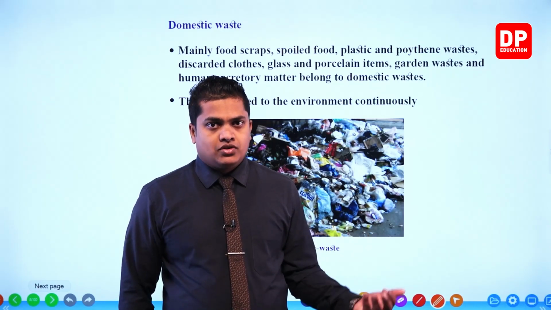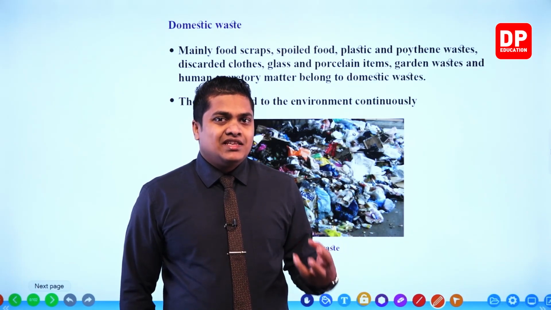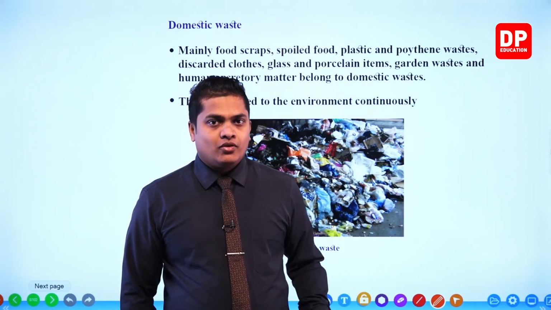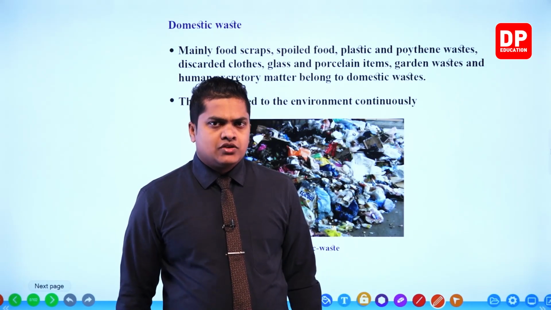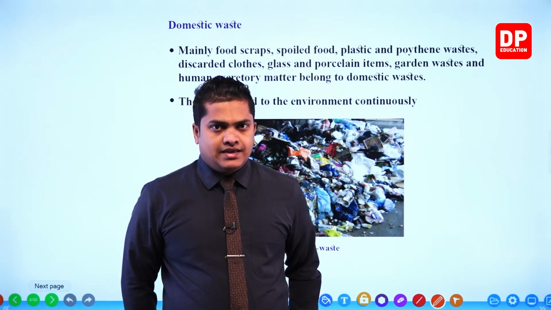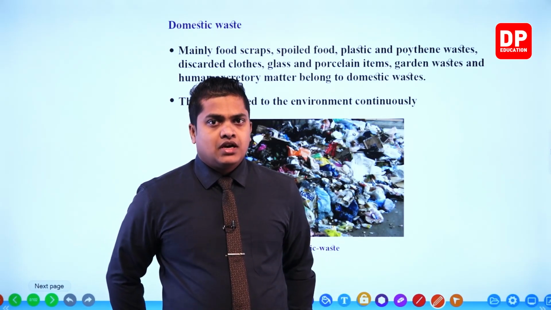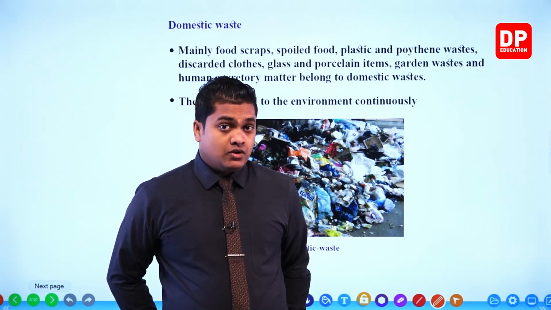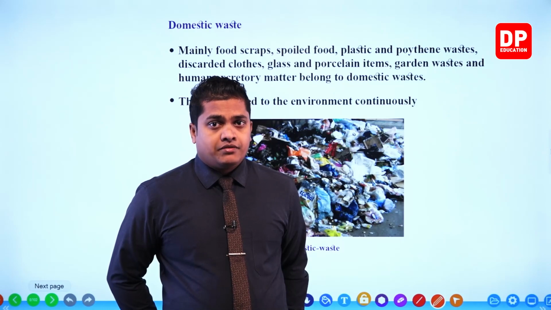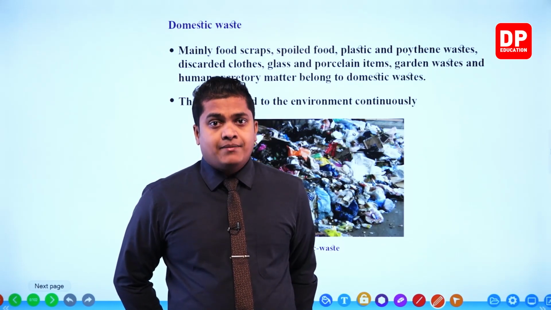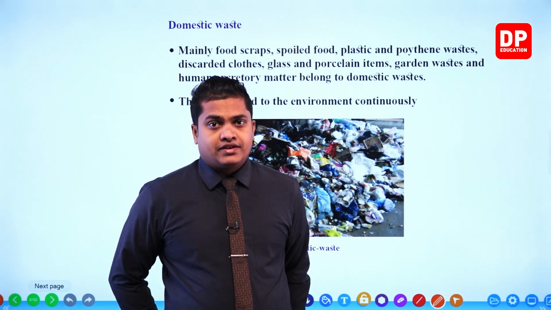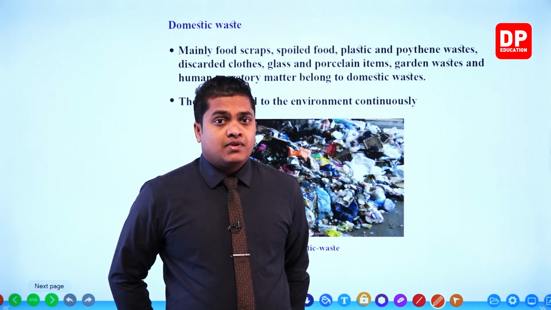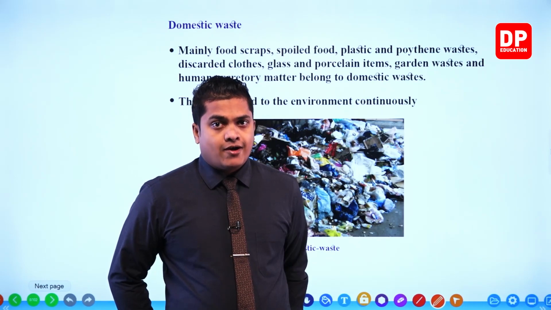Especially these materials are being used in our domestic activities, in our houses. So after discarding these materials to the environment after usage in our houses, what will happen? These substances have the ability to create different ill effects. So we are going to discuss these domestic wastes right now.